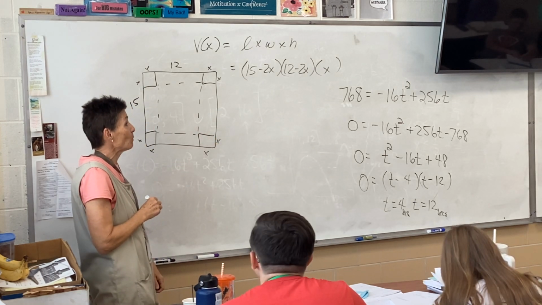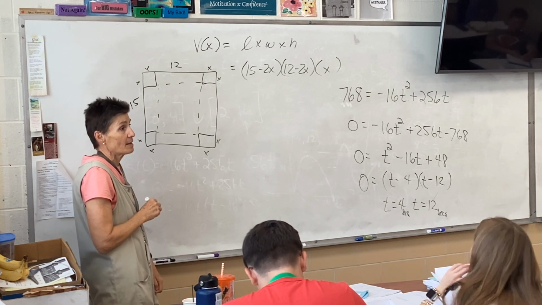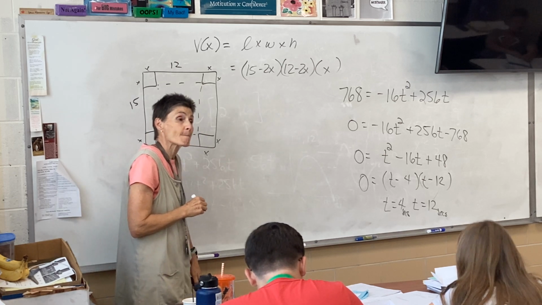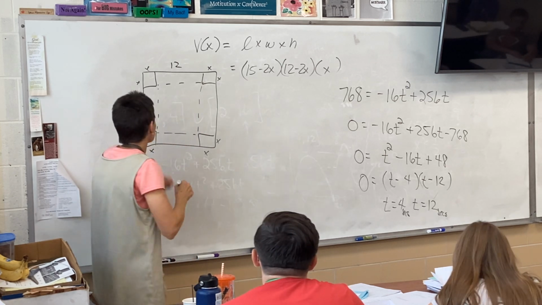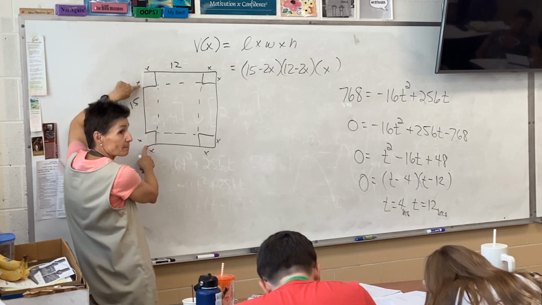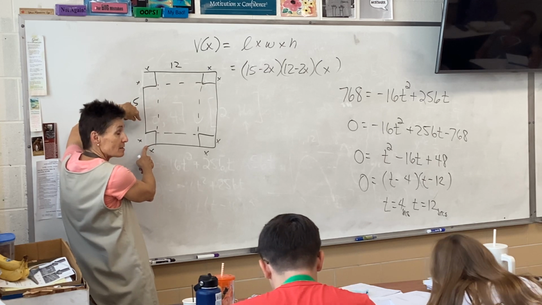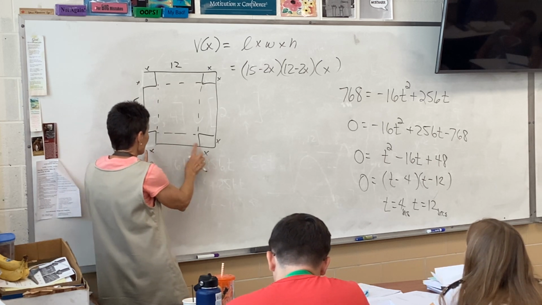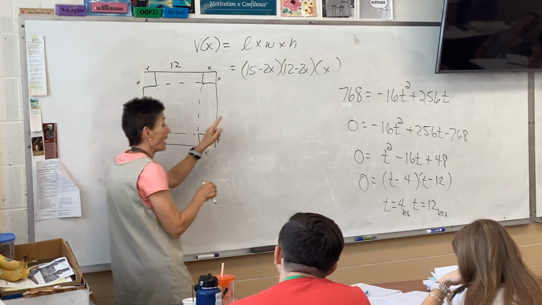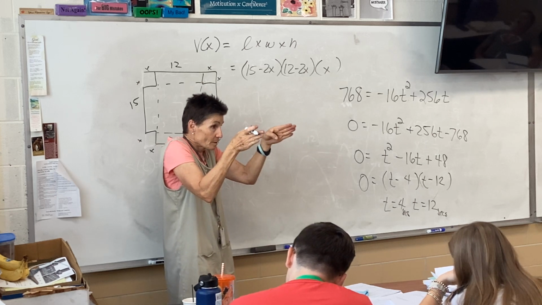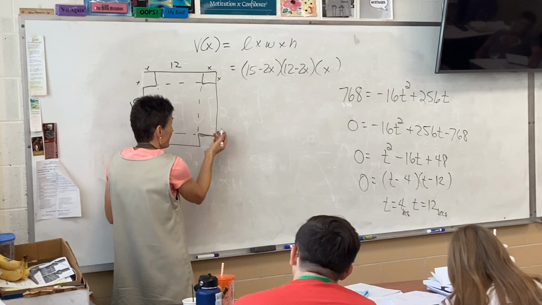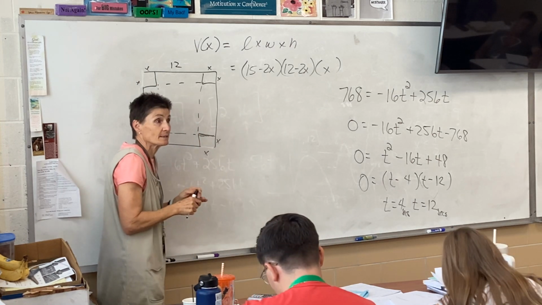Can somebody tell me where she got the 15 minus 2x as the length of her box? Raina? It was 15, but you cut an x here and an x here, so this is 15 minus 2x. The same thing here, we cut out this one and this one, so this is 12 minus 2x. And why is the height x? Because when you fold up the flaps, this becomes the height, and that's your x. There's your formula, nicely done.